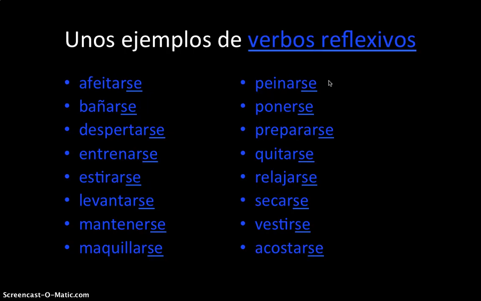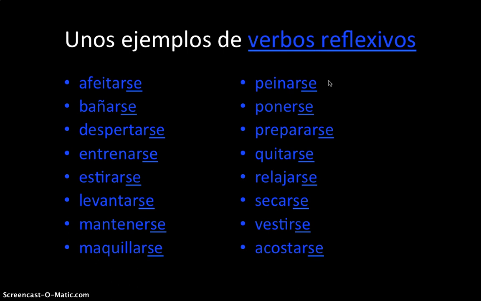Now, here are some of the reflexive verbs we've used in class. Unos ejemplos de verbos reflexivos en clase. I'm going to pronounce each word so you can hear and refer to this video when you're not sure of how to pronounce something. Okay, always refer back here. Notice, each verb has a se on it. That's part of the way we write them in the infinitive form. They come with a se. If I were you, I would pause this video and make sure I have all these words down while it's still on the screen.